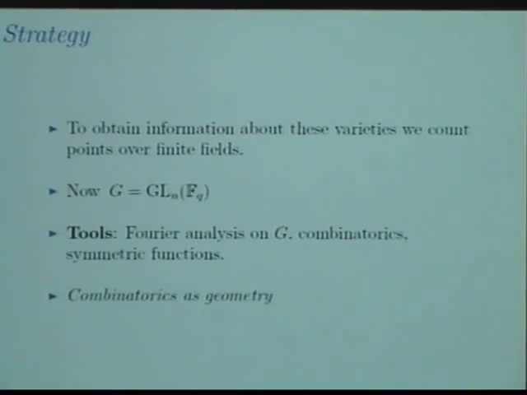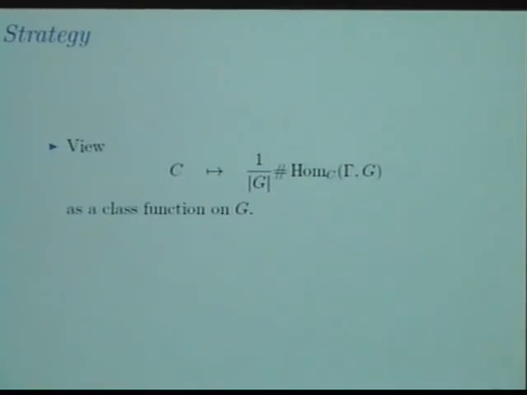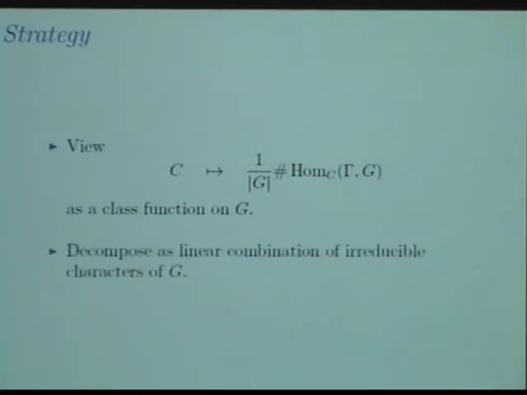I like to think of this as doing combinatorics in this case results in geometry. Combinatorics can be geometry. So what's the strategy? Let's say we have one puncture and one conjugacy class. Think of the function that assigns to a conjugacy class the number of homomorphisms divided by the order of G, where G is a finite group, or GL_n of F_q concretely, if you like. This is a class function of G, and you can decompose it in terms of the irreducible characters of G. That's what I mean by Fourier analysis.